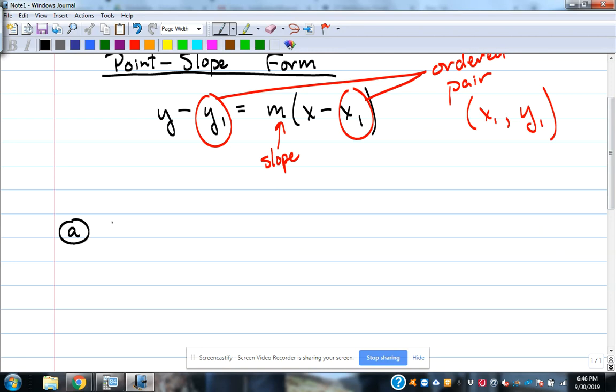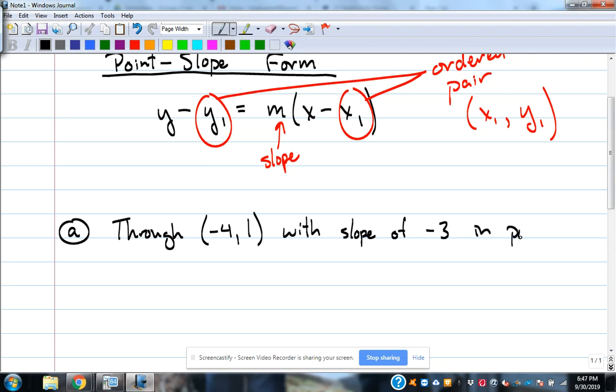Okay. Example A. Through -4, +1 with slope of -3 in point slope form. Okay, so one of the things you'll have to be careful of on the quiz and the test is make sure you read what form they want the equation in, because they may have a correct equation, but it's in the wrong form as an extra choice. So here we're going to write this in point slope form, given the point and the slope.